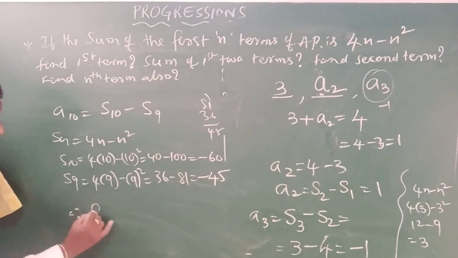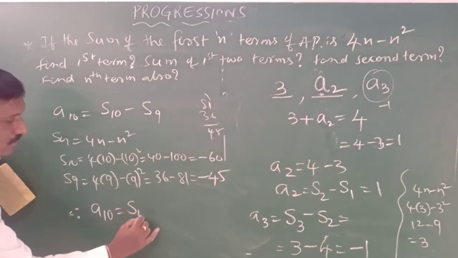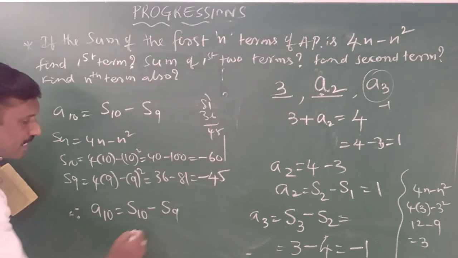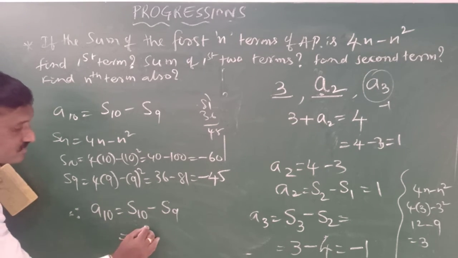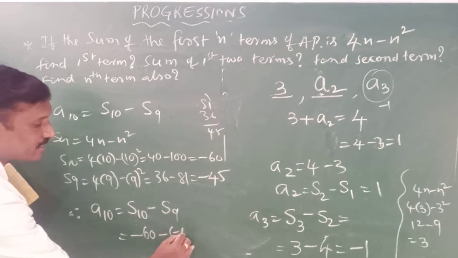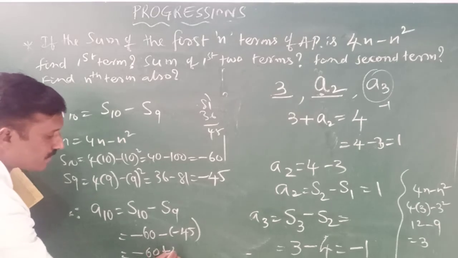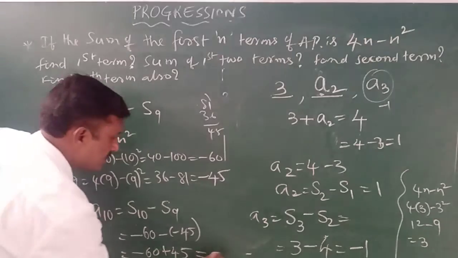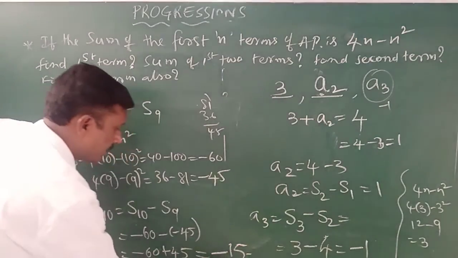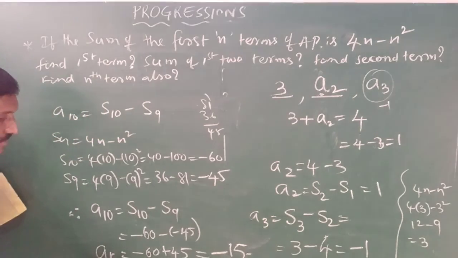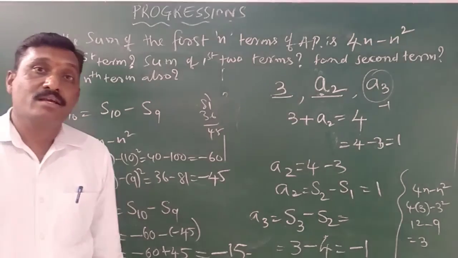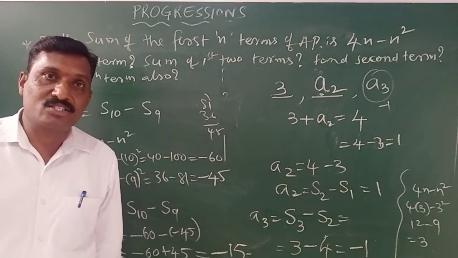So therefore, the 10th term is nothing but the sum of the 10 terms minus the sum of the 9 terms, that is minus 60 minus of minus 45. You will get minus 60 plus 45. The answer is minus 15. So the 10th term you got as minus 15. Understand?